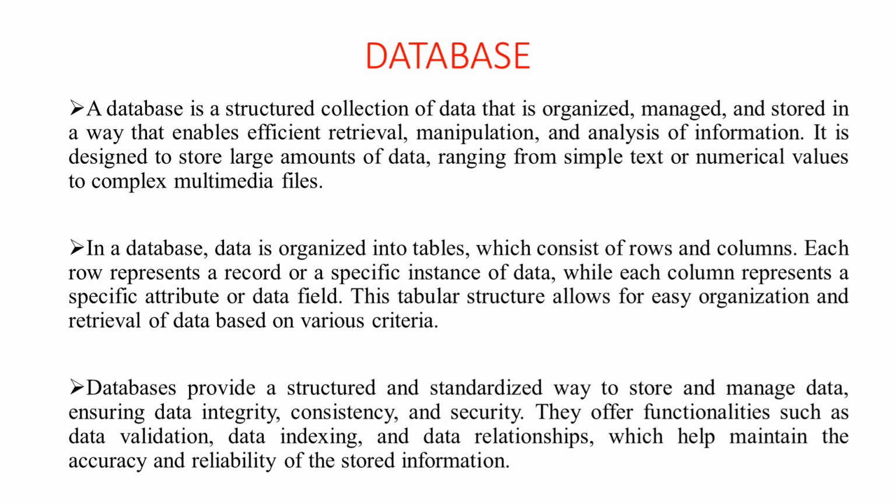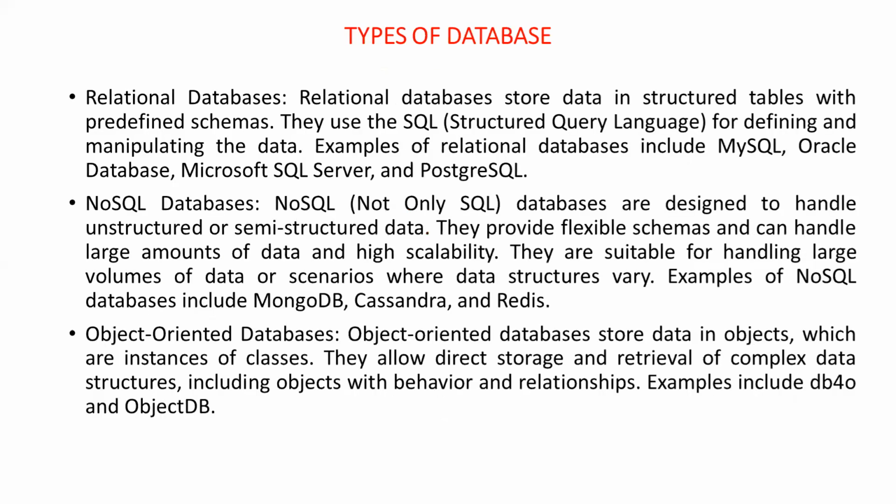The table consists of rows and columns. Each row represents a record, or one data item, where each column represents a specific attribute. This table structure allows for easy organization and retrieval of data. The database provides a structured and standardized way to store and manage data efficiently, and it ensures consistency of data, security, data validation, and that accurate information is stored.